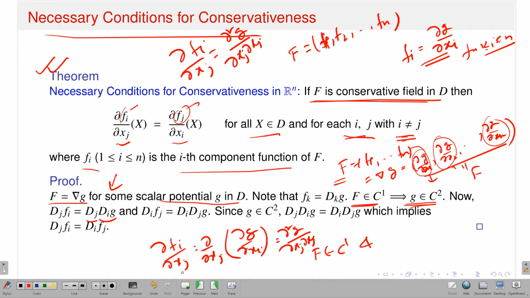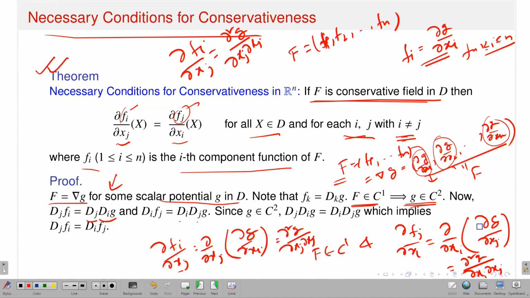So, I am talking about the partial derivative of Fi with respect to xj. Now, you can take the partial derivative of fj with respect to xi. That means you can have del fj del xi. And what is fj? This is nothing but del del xi of del g del xj. And what is this? This is del 2g del xi del xj. So, therefore, I have dj di g and di dj g.